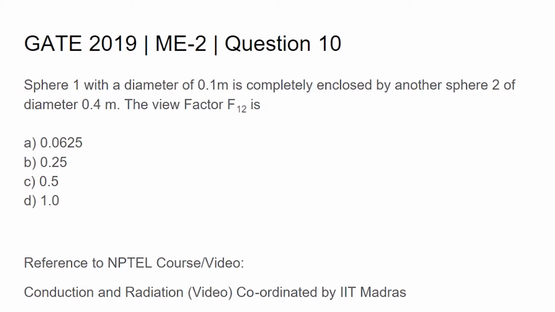Hi everyone. In this video, we will solve the 10th question from the second set of the mechanical engineering question paper from GATE 2019. The question is: sphere 1 with a diameter of 0.1 meter is completely enclosed by another sphere 2 of diameter 0.4 meter. The view factor F12 is option A 0.0625, option B 0.25, option C 0.5, option D 1.0.